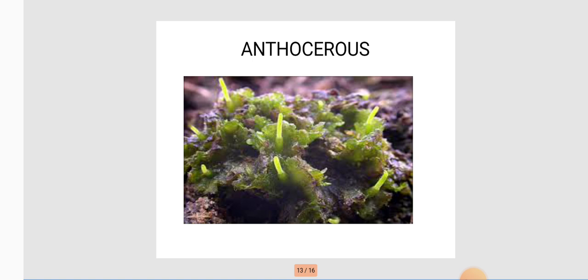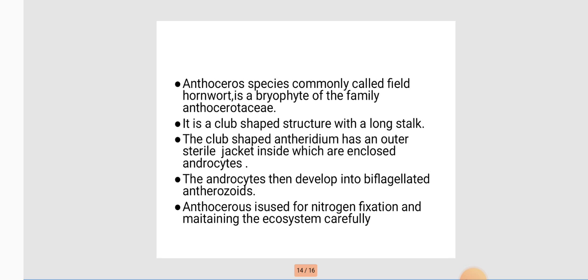Anthoceros. Next one is Anthoceros. Anthoceros is a hornwort. Why is it called a hornwort? Because horns are present on the dorsal surface of the thallus. So it is called a hornwort. The difference between Marchantia and Anthoceros is that most of the thallus is the same, but they differ only in the horn-like structures.